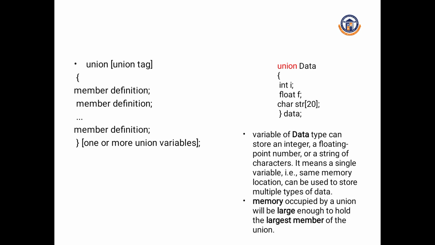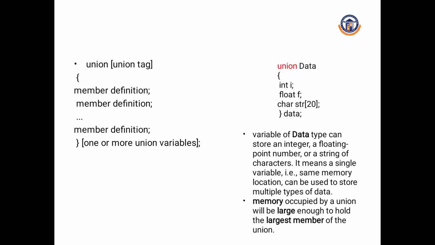Union Data has int i, float f, and char str[20], a string array of 20, and it has the variable data. So the variable data can have the members int i, float f, and the character string. All those members will be stored in the same memory location. So in order to get a particular member, we have to access only one member at a time.